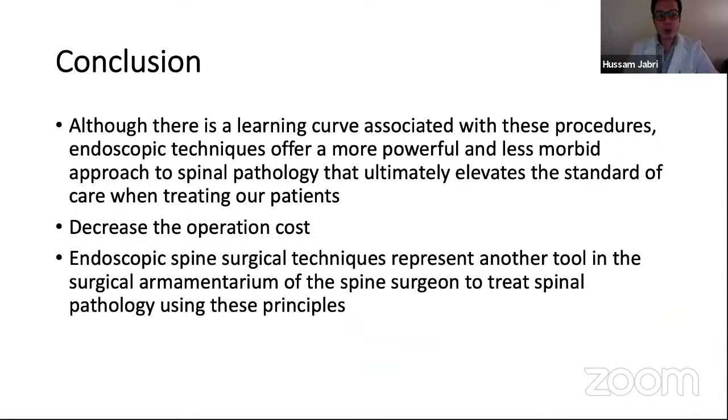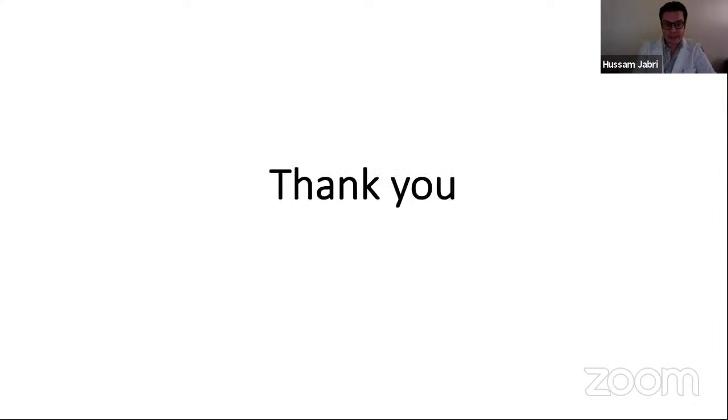So in conclusion, although there is a learning curve associated with these procedures, endoscopic techniques offer a more powerful and less morbid approach to spinal pathology that ultimately elevates the standards of care when treating our patients. This decreases the operation cost of the hospitals and countries, and endoscopic spine surgery technique represents another tool in the surgical armamentarium of a spine surgeon to treat spinal pathology using these principles.